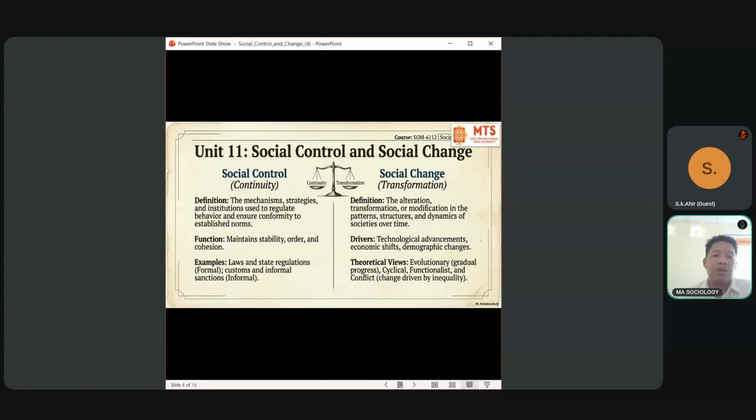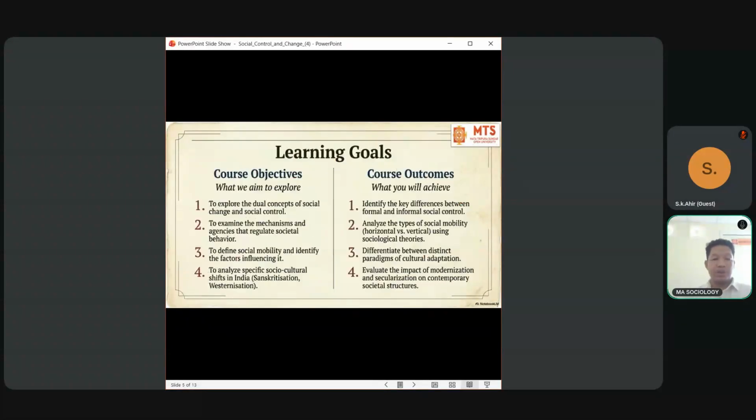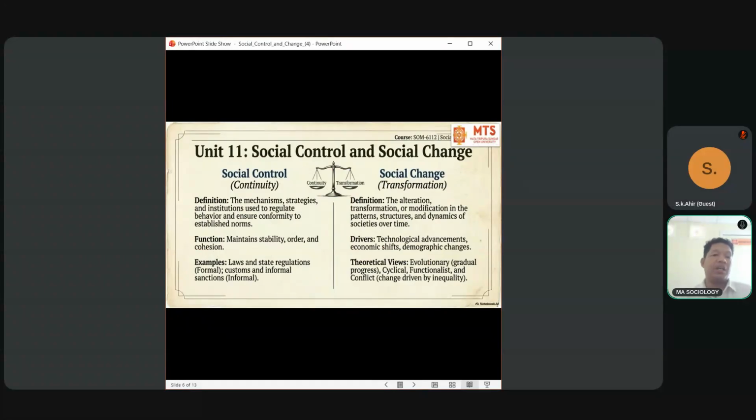So social control is basically the continuity, social change is basically the transformations. Coming to unit 11, we come with the unit social control, social change. Social control is basically about the continuity, and social change is basically about the transformations. Definition of social control: the mechanisms, strategies, and institutions used to regulate behavior and ensure conformity to established norms.